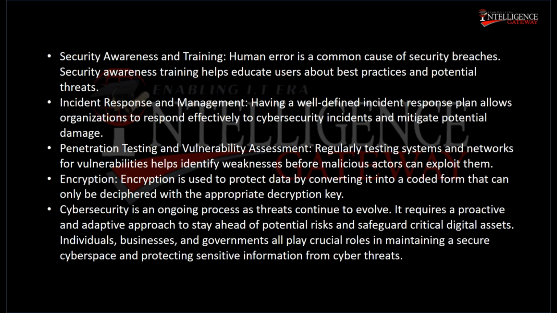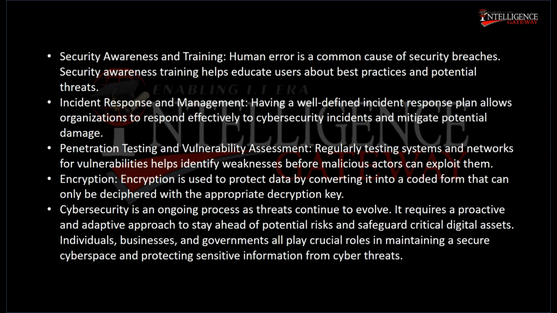Human error is a common cause of security breaches. Security awareness training helps educate users about best practices and potential threats. Incident response and management. Having a well-defined incident response plan allows organizations to respond effectively to cybersecurity incidents and mitigate potential damage. Penetration testing and vulnerability assessment. Regularly testing systems and networks for vulnerabilities helps identify weaknesses before malicious actors can exploit them.